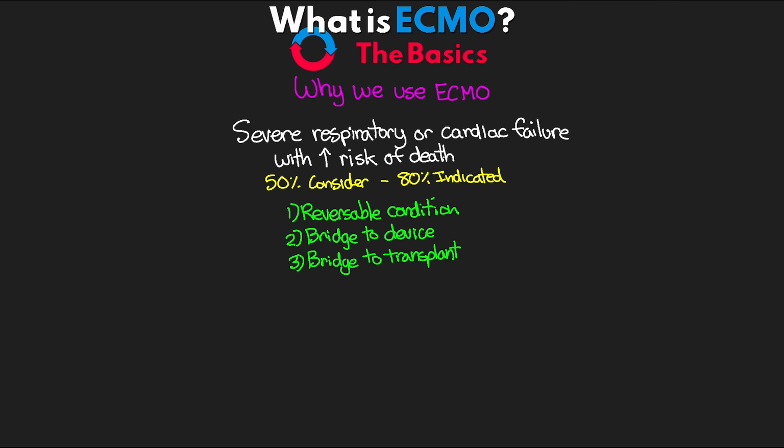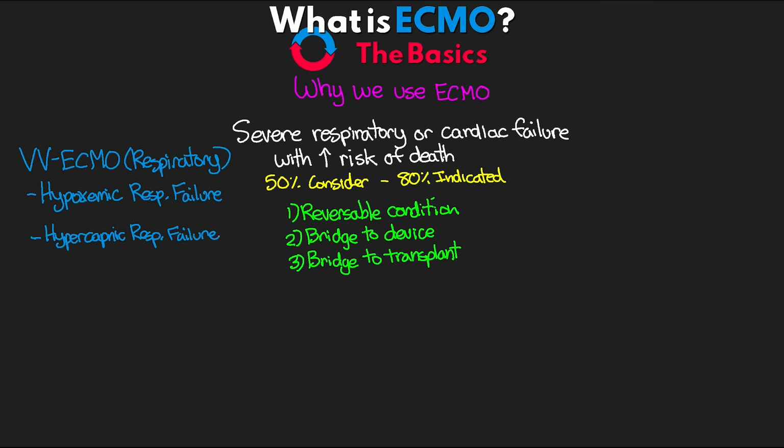So let's talk about some of the reasons why we would use this for respiratory support. So in this case, our VV ECMO. And our three main reasons that we're going to be using it here is going to be for either hypoxemic respiratory failure, hypercapnic respiratory failure, or as a bridge to a lung transplant. So in the case where we have a patient in hypoxemic respiratory failure, we really want to be considering it if we see a PF ratio that's less than 150, and it's really going to be indicated for those with a PF ratio less than 100.